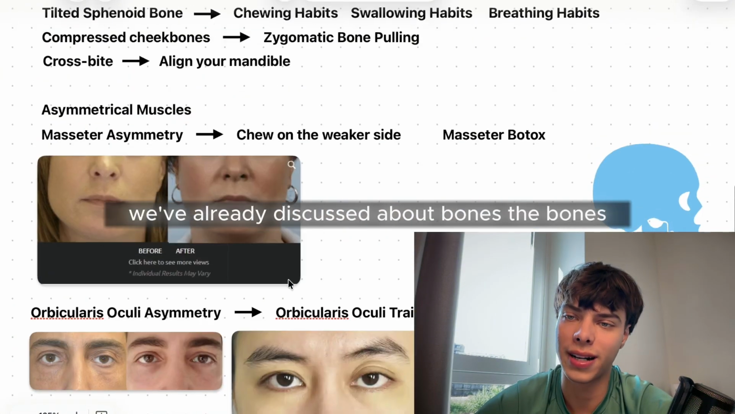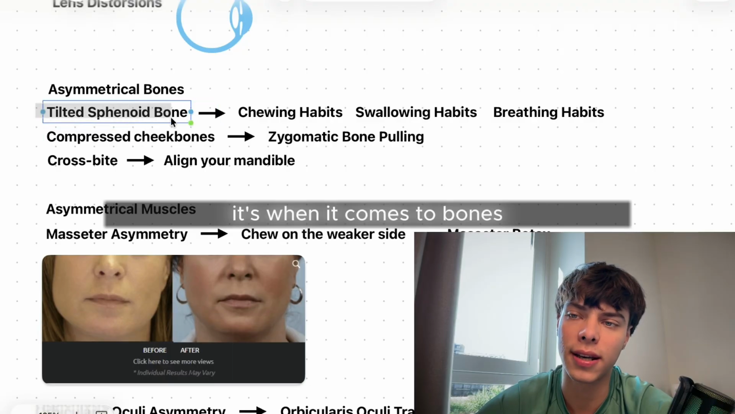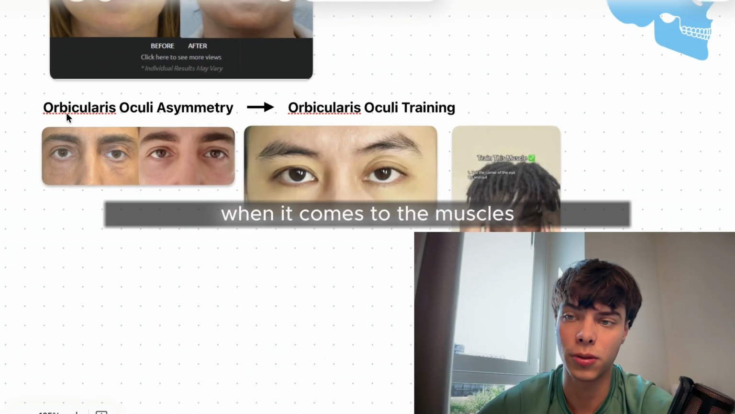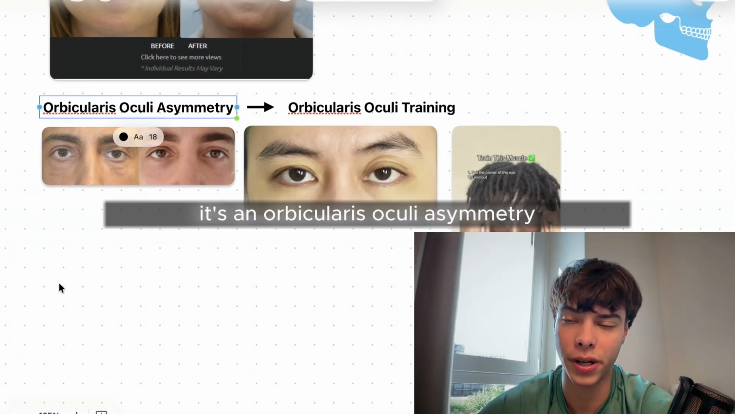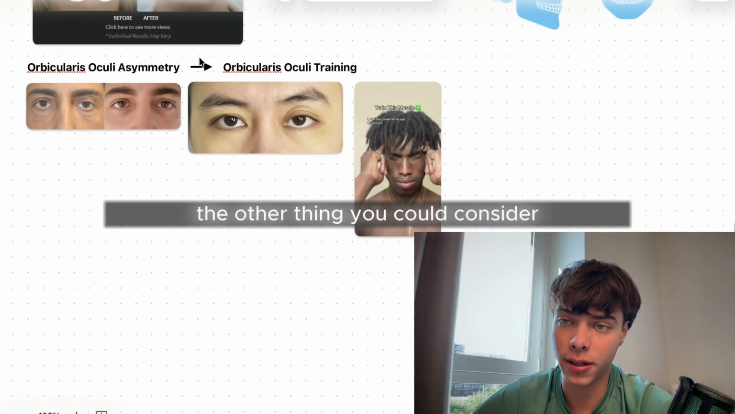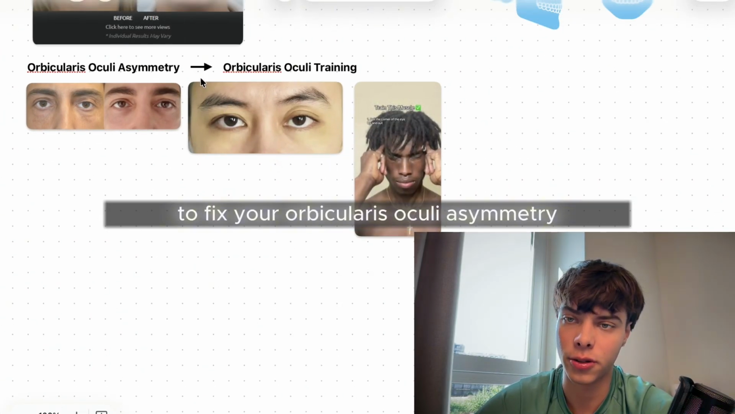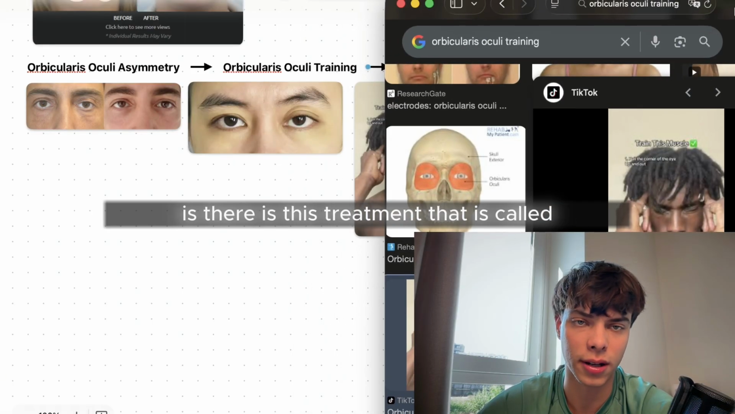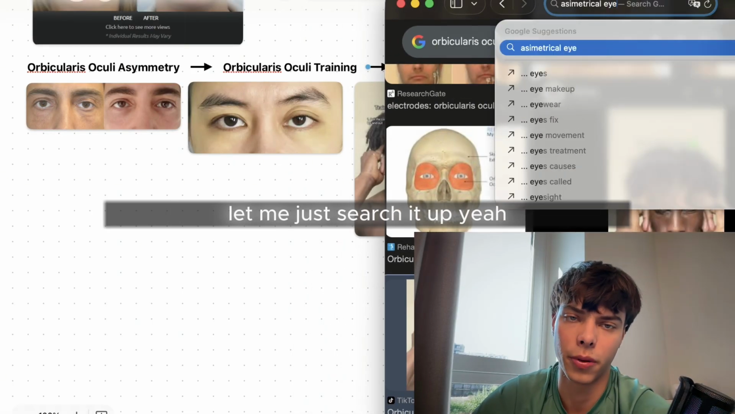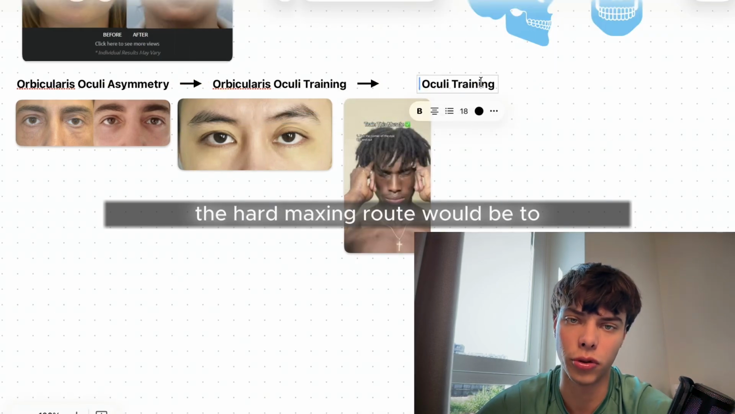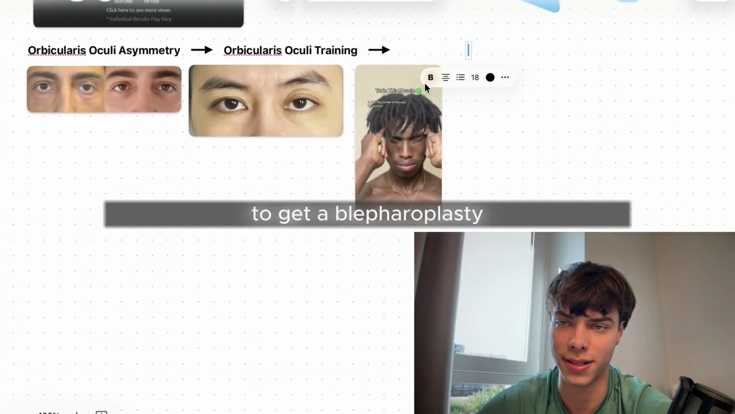That's not bones. We've already discussed the bones. When it comes to bones, it's a tilted sphenoid bone. When it comes to the muscles, it's an orbicularis oculi asymmetry. So the other thing you could consider to fix your orbicularis oculi asymmetry is a treatment called, let me just search it up. Yeah, blepharoplasty. The hard maxing route would be to get a blepharoplasty.